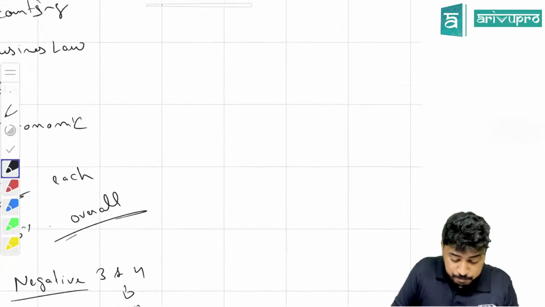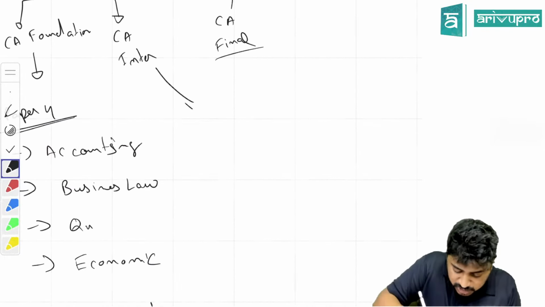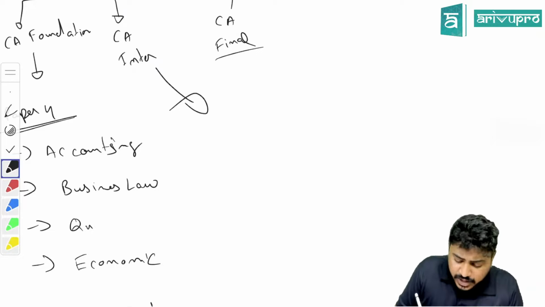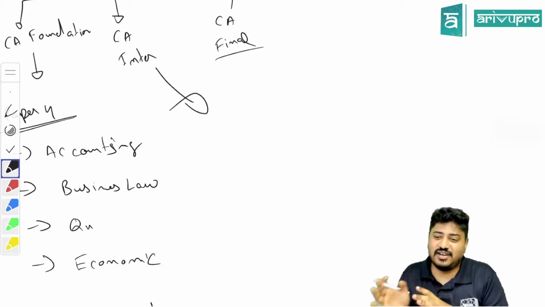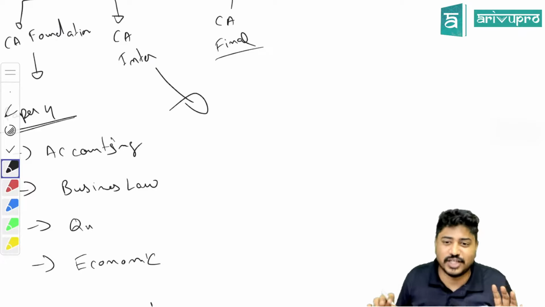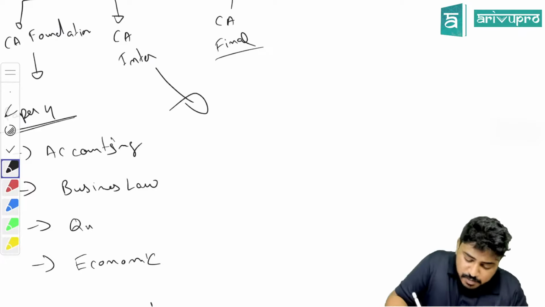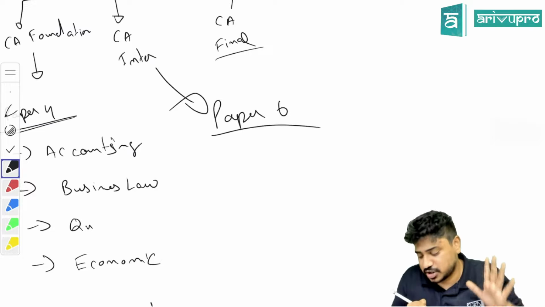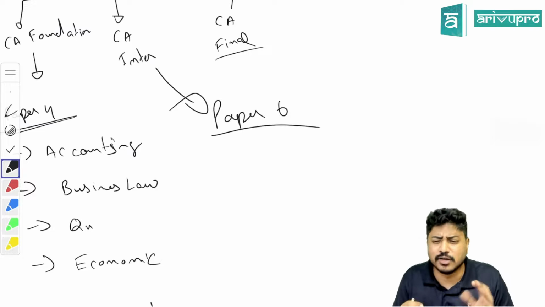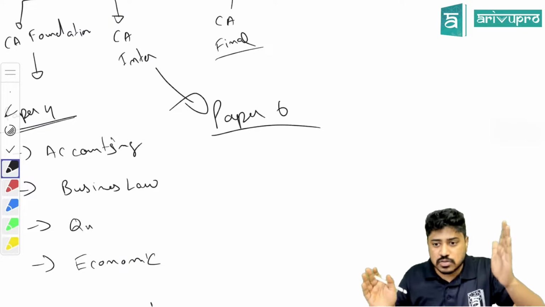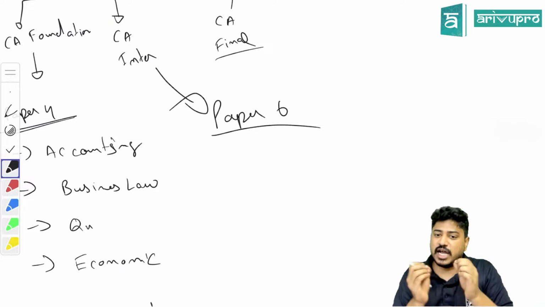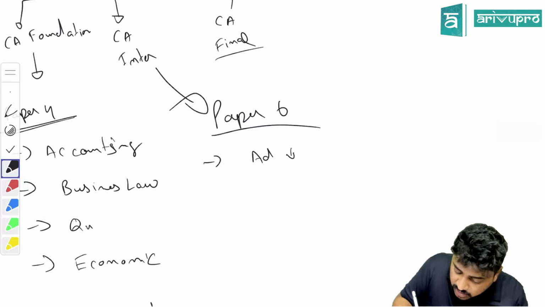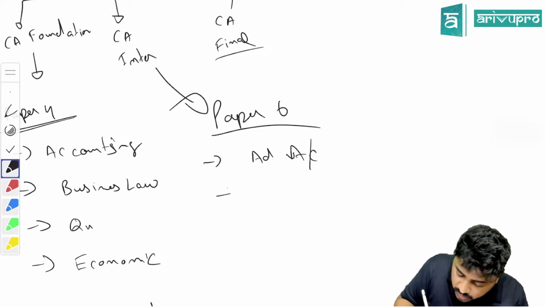Yes. So now we'll go to Inter. What are the changes? In Inter, there has been a drastic reduction in the portions. Let's accept it. How many papers are there? Only 6 papers. Accounts and Advanced Accounts, they have merged, and they are calling it Advanced Accounting.